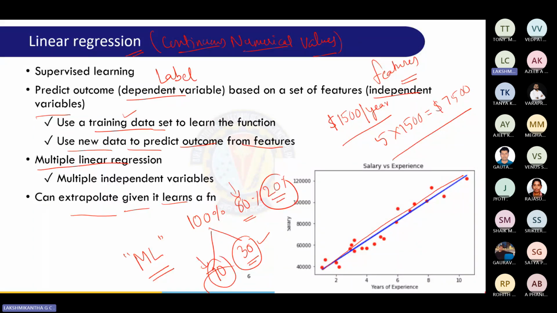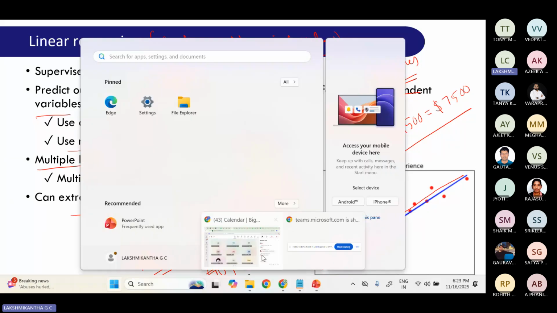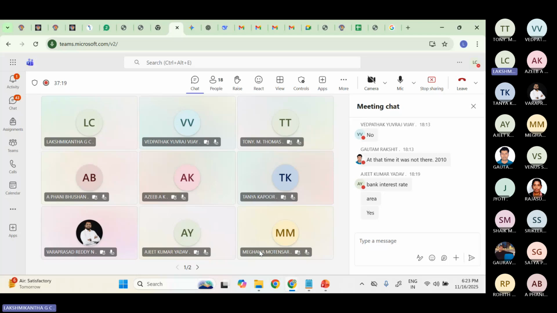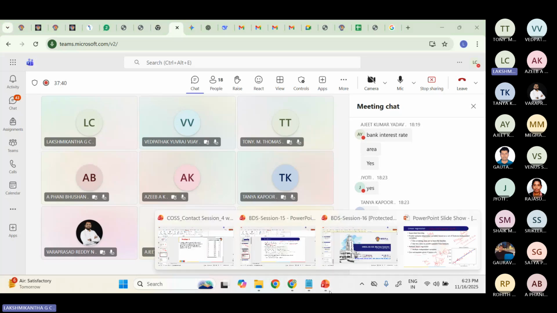Guys, now I have a question to you all. After understanding all these things, is linear regression suitable for predicting whether a mail is spam or not? Yes or no? Is linear regression suitable for predicting whether a mail is spam or not? Okay, so many people are saying yes. Guys, I think you people have not understood this linear regression concept.